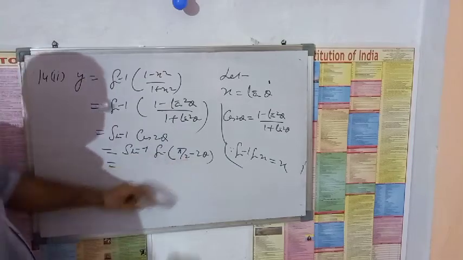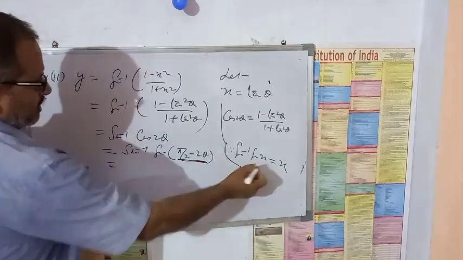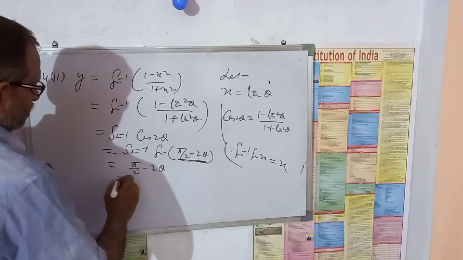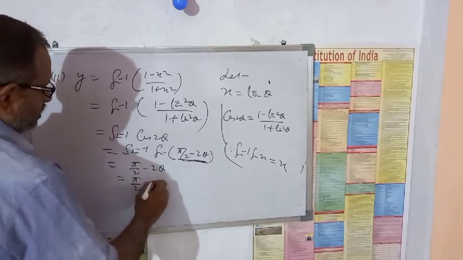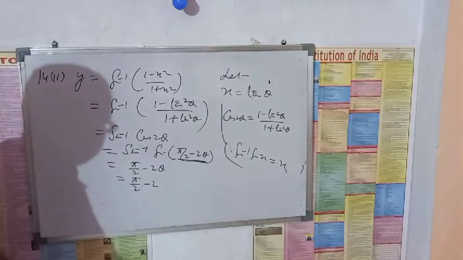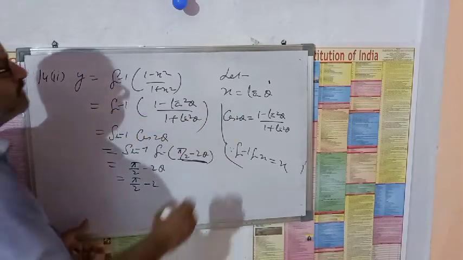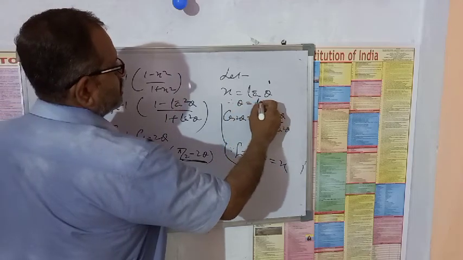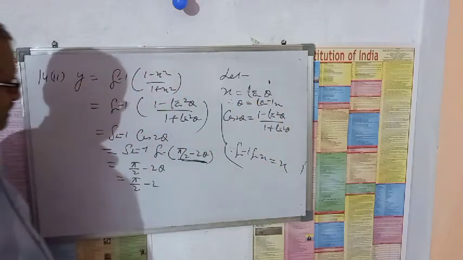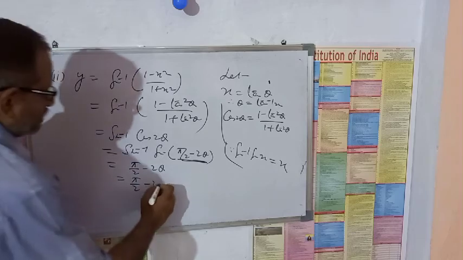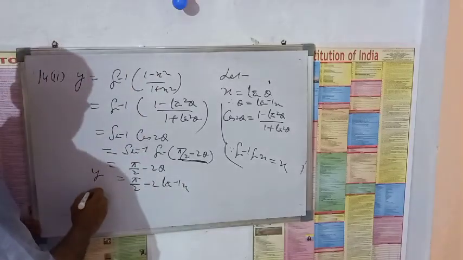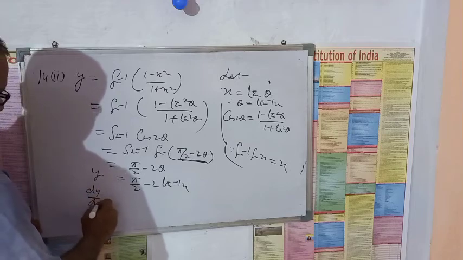Now apply sine inverse sine x is equal to x. What is x here? This one. So it is pi by 2 minus 2 theta. What is theta? X is tan theta, so therefore theta is tan inverse x. This is y.